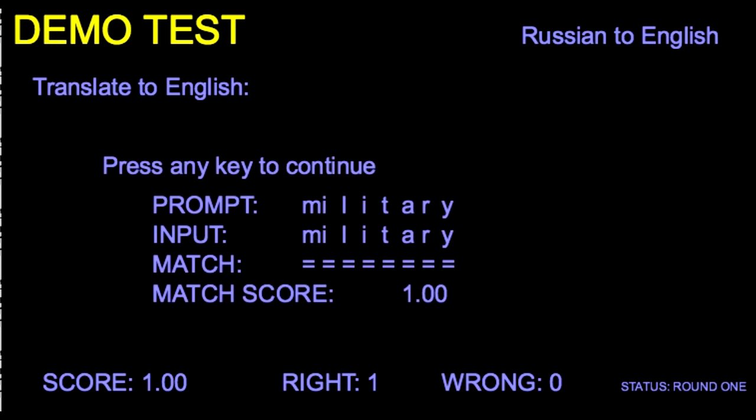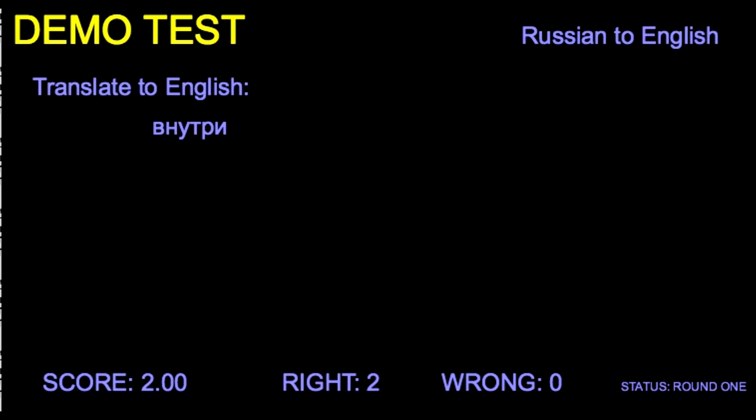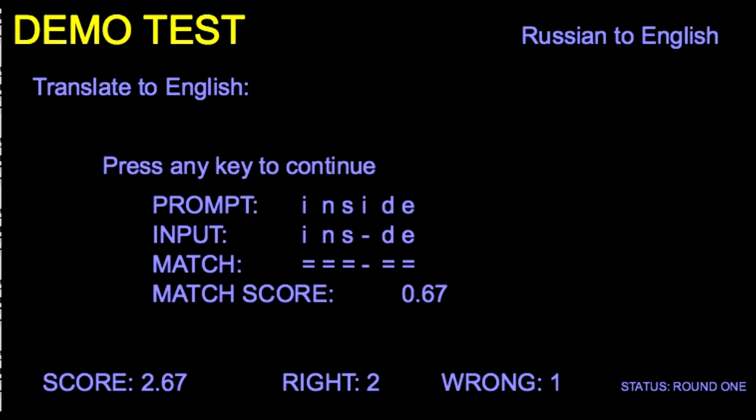In this first example, you will notice that the word entered is a perfect match to the correct answer, and so in the row labeled match, we see all equal signs, and so the match score is 1.00. Looking at a second example, we see that the word entered is missing one letter, and as a result, a gap is produced as shown by the use of a dash, and the resulting match score takes this into consideration and returns a score below 1.